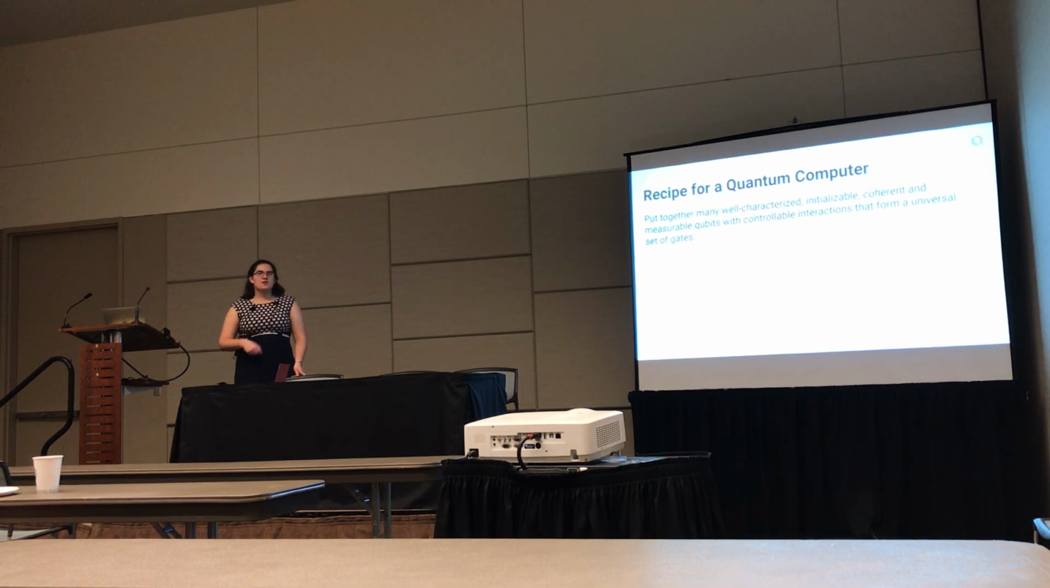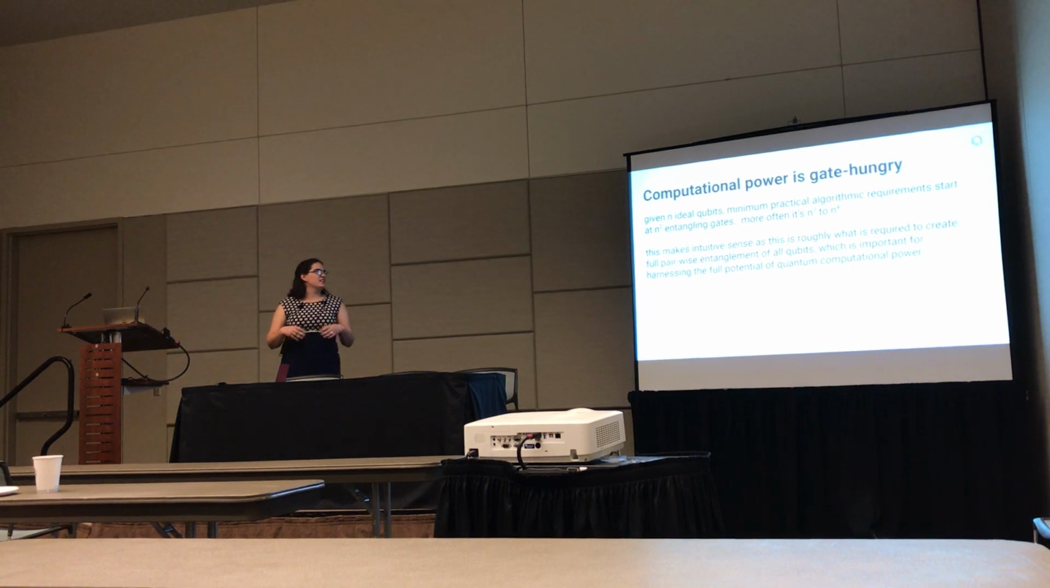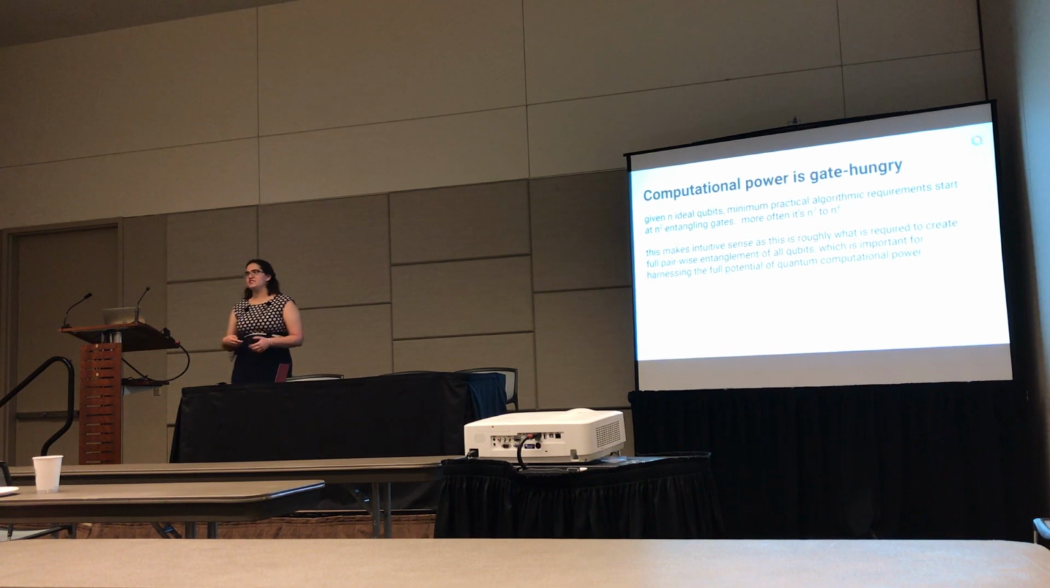As the number of qubits goes up, the number of gates and interactions that we need to do also goes up. Another way to say that is our computations are gate hungry. So the basic scaling is that if we increase the number of qubits, interesting calculations start to look at things where we're using something like n squared entangling gates. And often, for many of the interesting applications, we're looking at n cubed or n to the fourth.